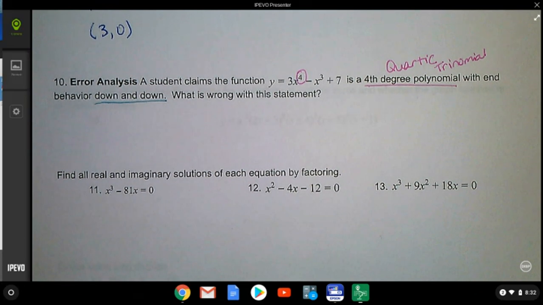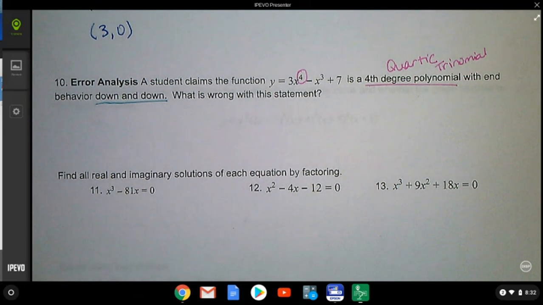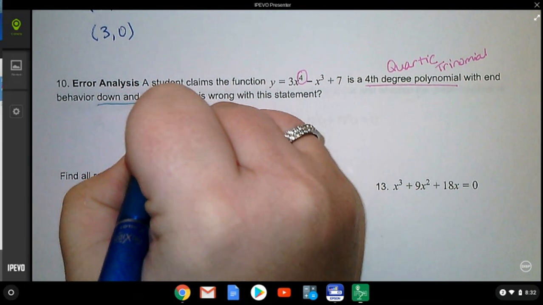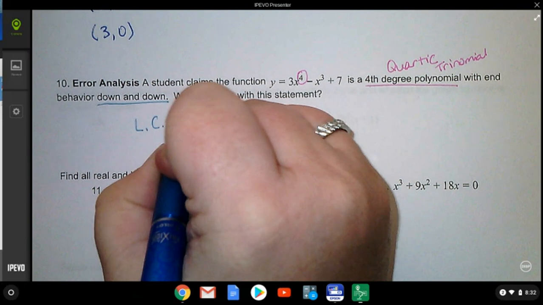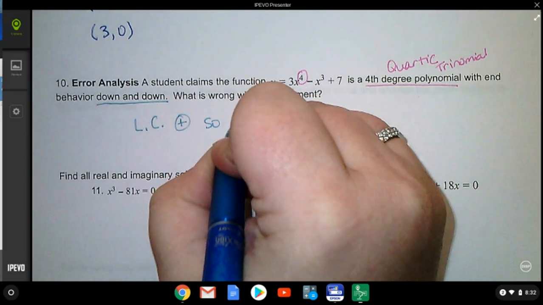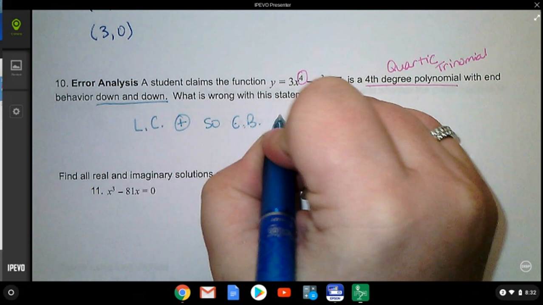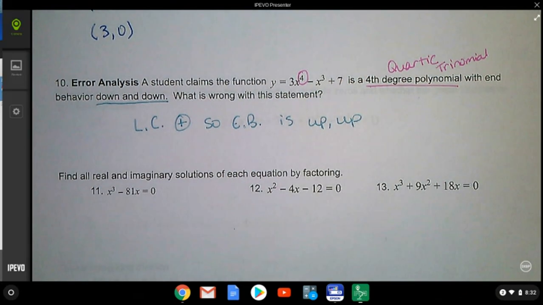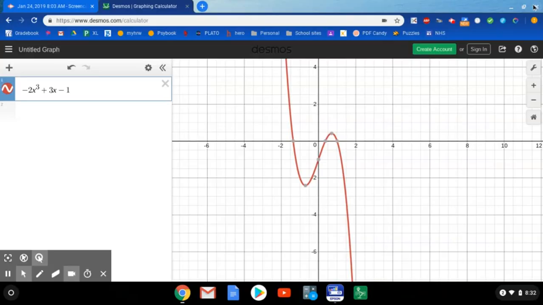But then they say the end behavior is down, down. Is the end behavior down, down? No? Why not? The leading coefficient is positive. So what's the end behavior? Yep. Is up, up. Okay, we're going to stop there for today. And we will pick up tomorrow.